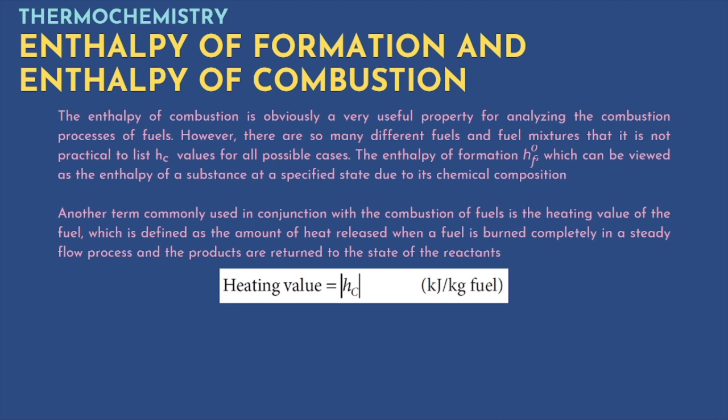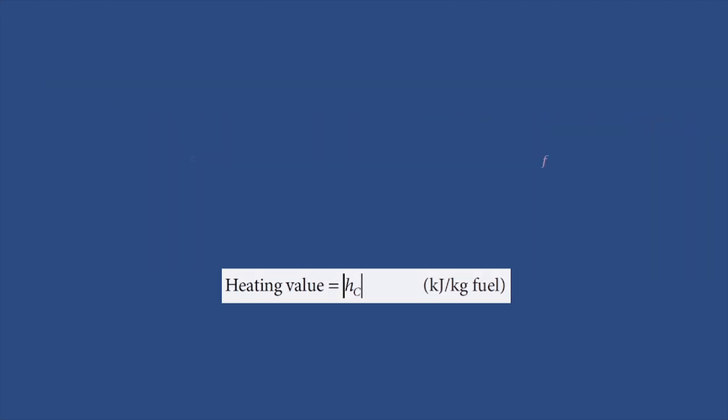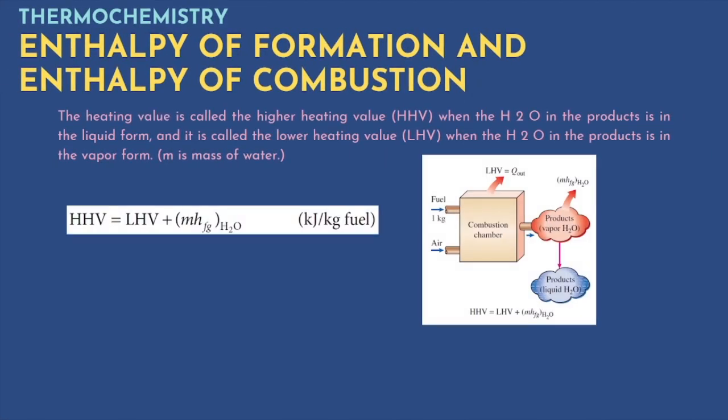Another term commonly used in conjunction with the combustion of fuels is the heating value of the fuel, which is defined as the amount of heat released when a fuel is burned completely in a steady flow process, and the products are returned to the state of reactants. Heating value is equal to the absolute value of Hc. The heating value is called the higher heating value, HHV, when the H2O in the products is in the liquid form, and it's called the lower heating value, LHV, when the H2O in the products is in the vapor form.